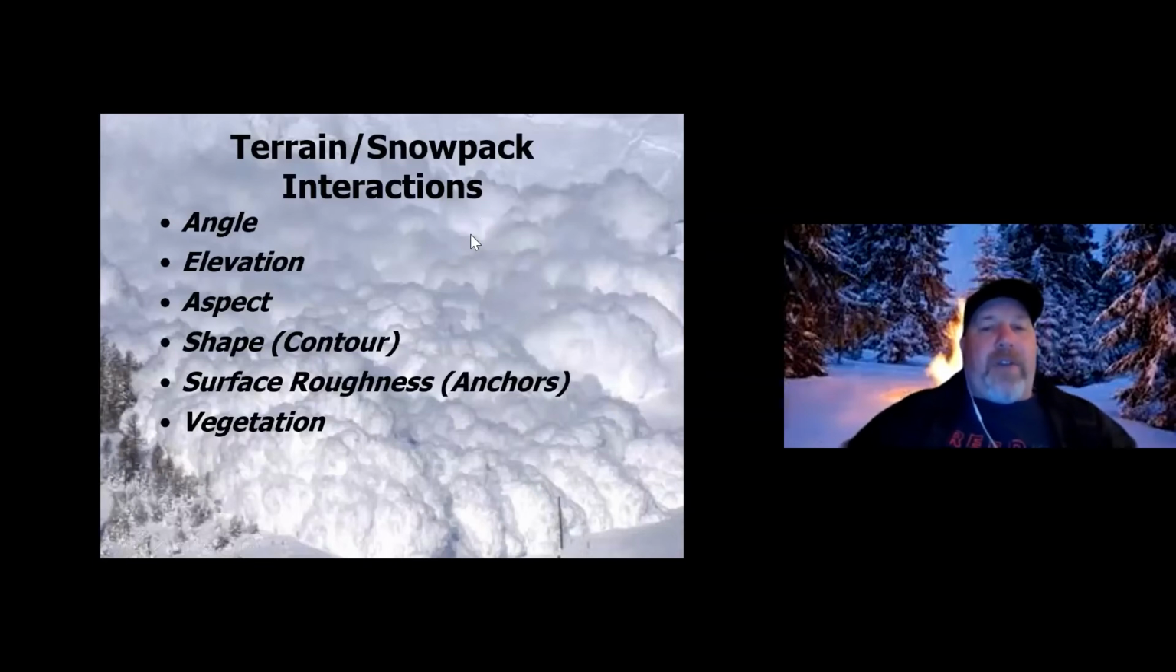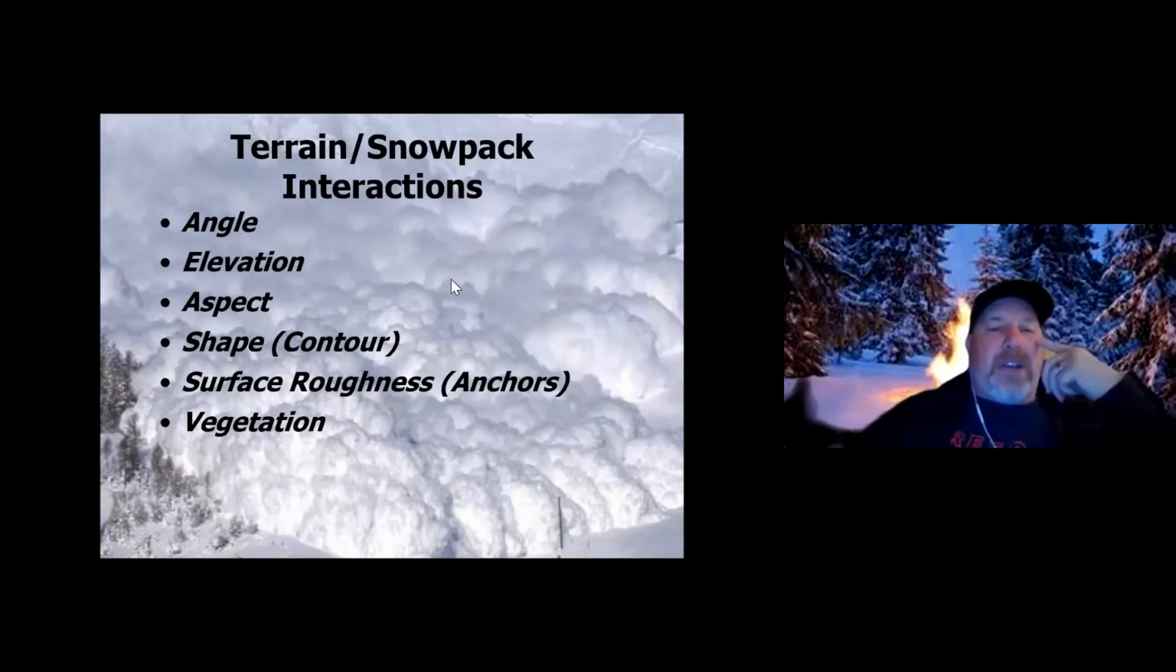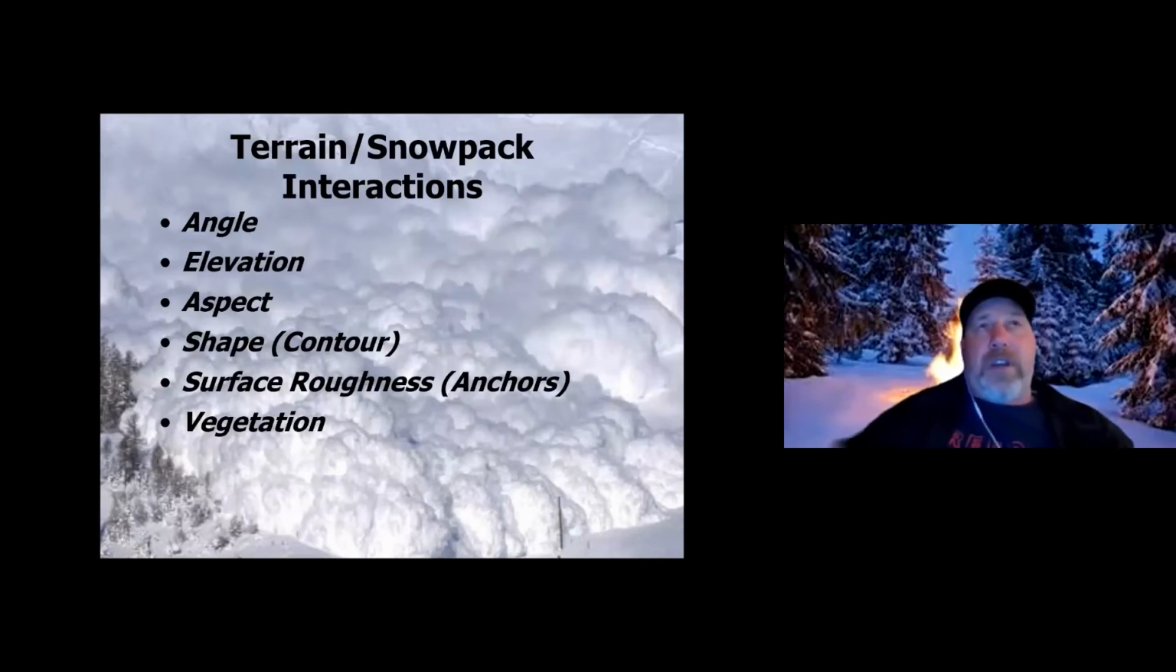really impact the terrain factors that are going to impact the snowpack. So we have angle, elevation, aspect, the shape and contour of a slope. Is it planar? Is it convex? Is it concave? What is the shape of the slope? The roughness, meaning what anchors do I have within that slope? Do I have a bunch of rocks? Do I have a bunch of trees within that slope as anchors? Do I have a bunch of vegetation underneath? All those things are going to affect my considerations in the terrain that I'm traveling in.